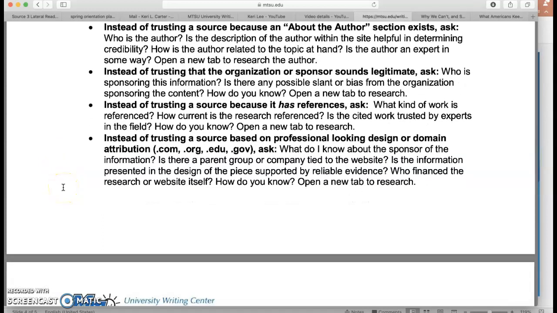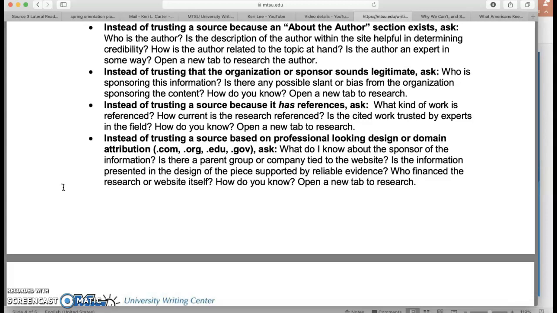Another idea that I hear from students sometimes is that they can trust a source that ends in .org, but they can't trust a source that ends in, let's say, .com. That's old school news, unfortunately. It's not that simple. So instead of just trusting it based on the domain attribution, ask yourself, what do I know about the sponsor of the information?